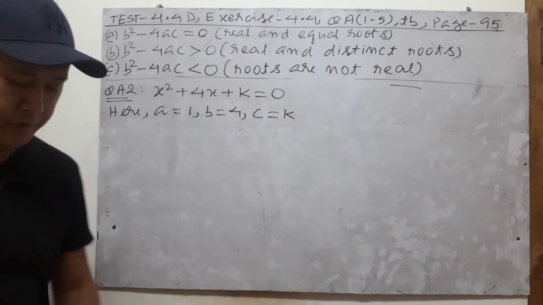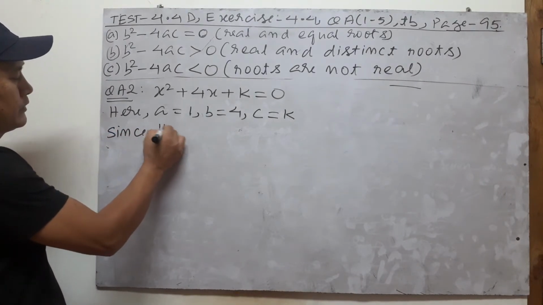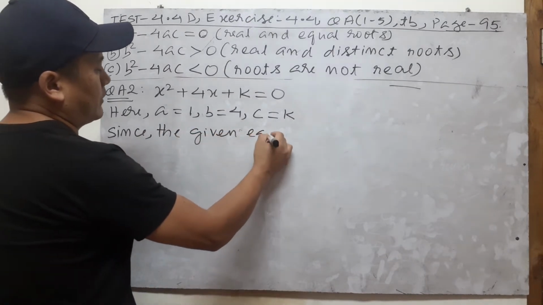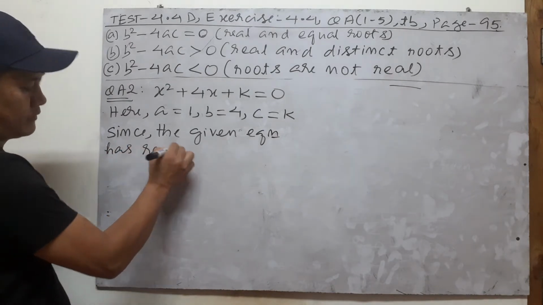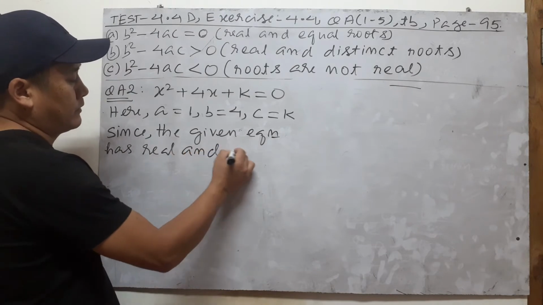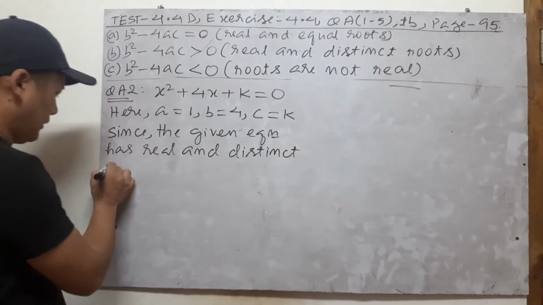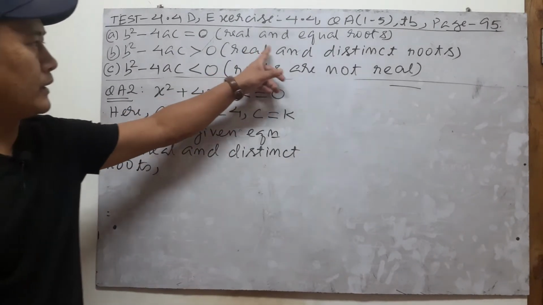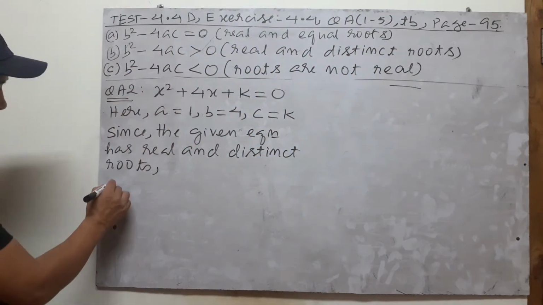Then, as we look into the question, we can clearly see the question is saying the given equation has real and distinct roots. So let us search for that condition. Real and distinct roots is this condition here. This one we're going to use.